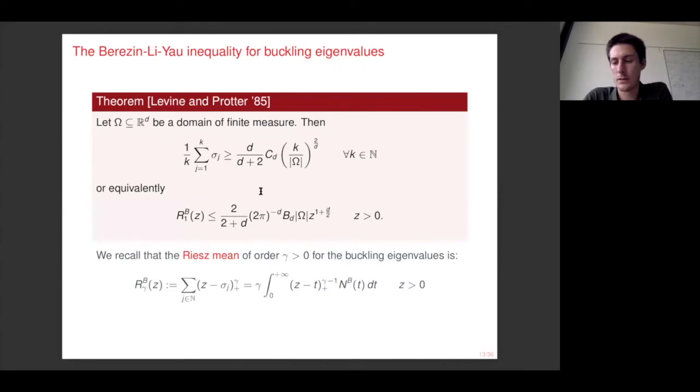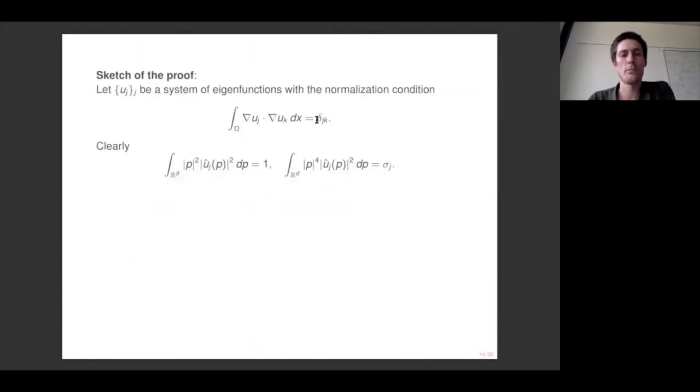So we decided, as a first goal, to revise the proof of Levin and Protter and provide a corrected proof, staying in the same spirit of their proof. And so let's see a brief sketch of the proof of the Berezin-Li-Yau inequality for the Buckling problem, and see where the gap of the proof of Levin and Protter is, and how this can be solved.